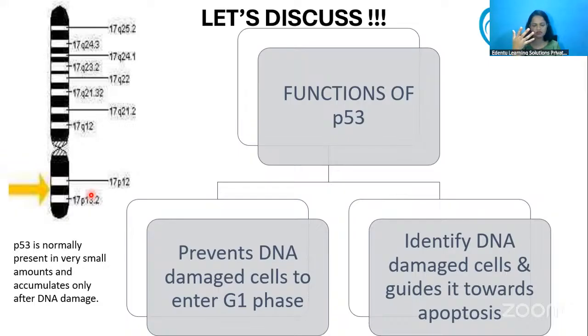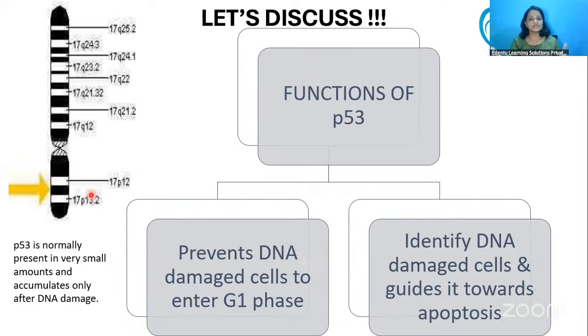Another function of P53 is that if the DNA repair genes are not able to repair the damaged DNA, then it will push that cell towards apoptosis. Apoptosis is programmed cell death. It will identify that this cell has damaged DNA and take a decision that we don't want this cell to proliferate. So it will push that particular cell to apoptosis, or programmed cell death. These are the two main functions of P53 in a normal cell.